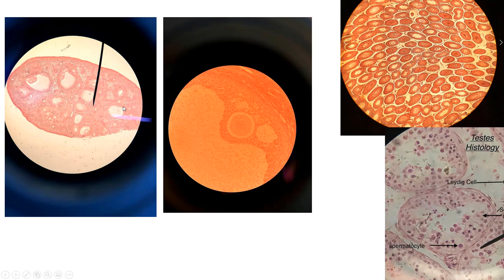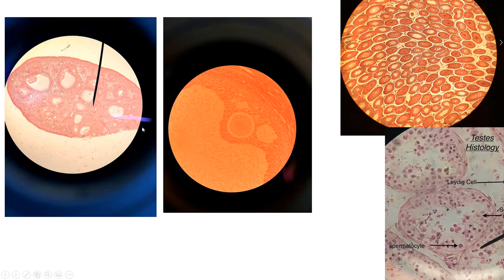And then finishing up the major microscope slides. So this is a microscope slide of the ovary. And these areas in here that look like they're fluid filled, these are the follicles. We'll talk more about this with the reproductive system, but these are the follicles within the ovary.